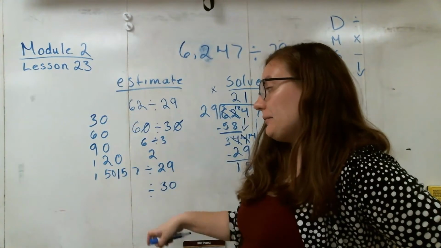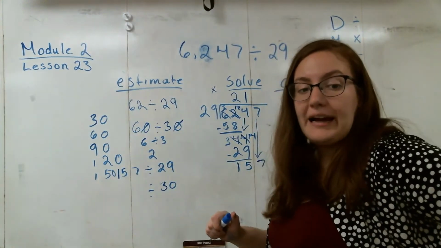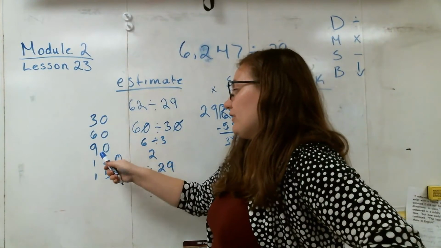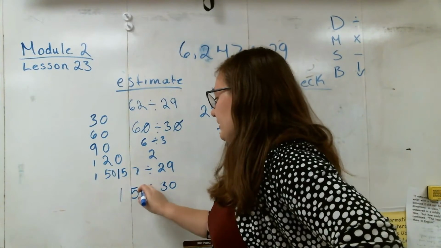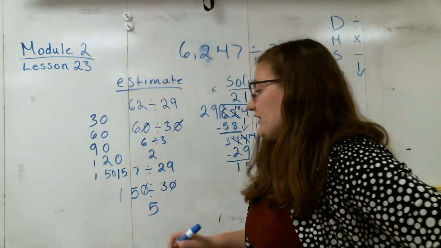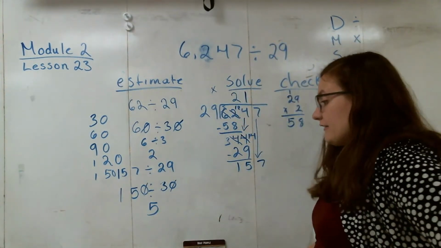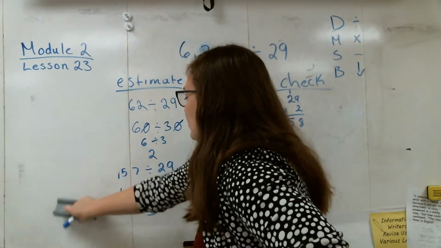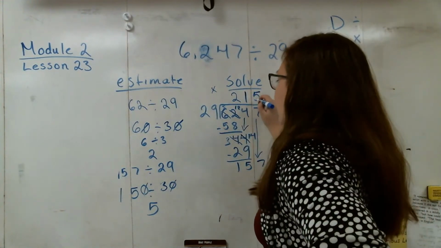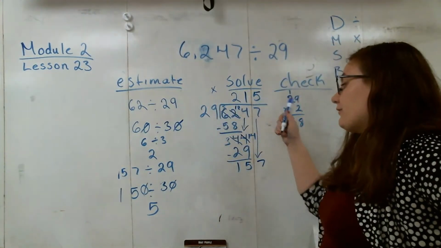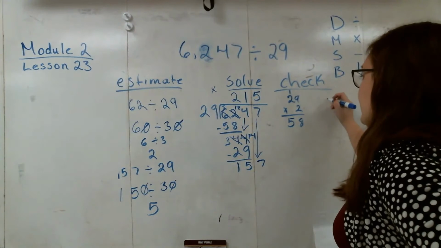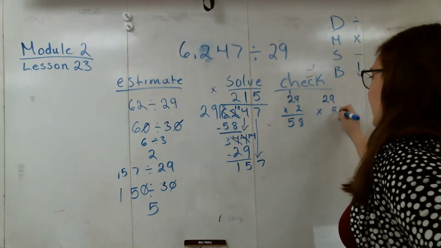So I'm going to stop right there and see how many times I counted by 30 to get that 150. I counted 1, 2, 3, 4, 5 times. Put the 150 here. Then 150 divided by 30 is just 5. So once I get over to this step, I know that probably I can put a 5 up here, and when I multiply 29 times 5, I'm going to get a number that is really close to 157. So off to the side, I'll do 29 times 5.